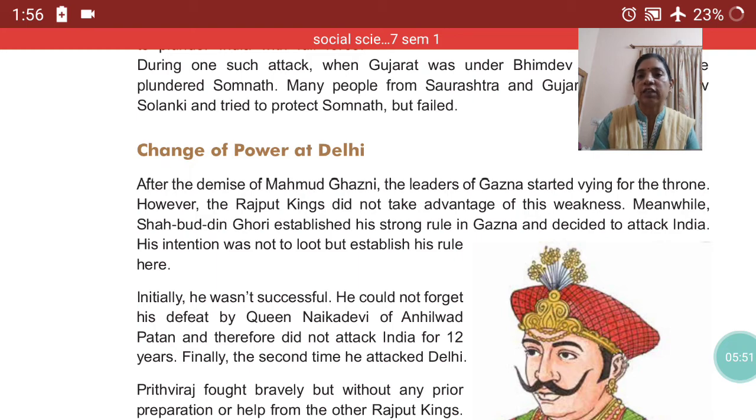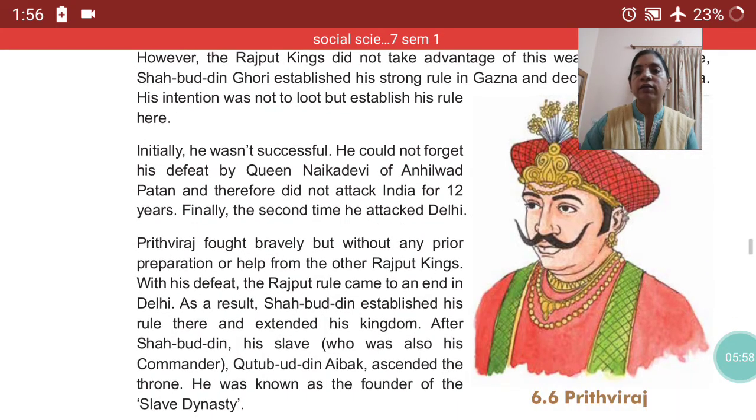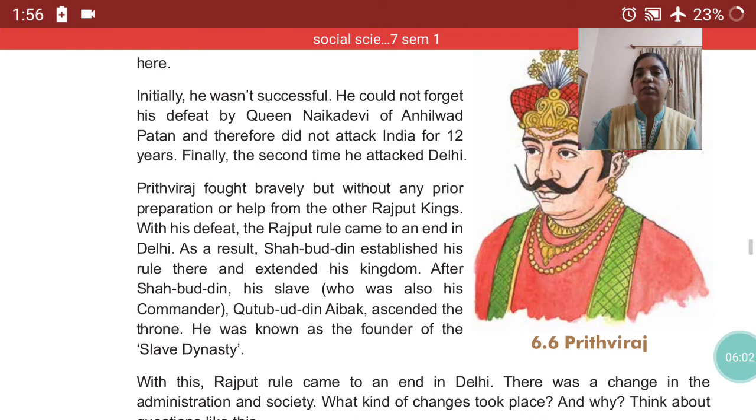Initially, he wasn't successful. He could not forget his defeat by Queen Naika Devi of Anhilwad Patan and therefore did not attack India for 12 years. Finally, the second time he attacked Delhi.